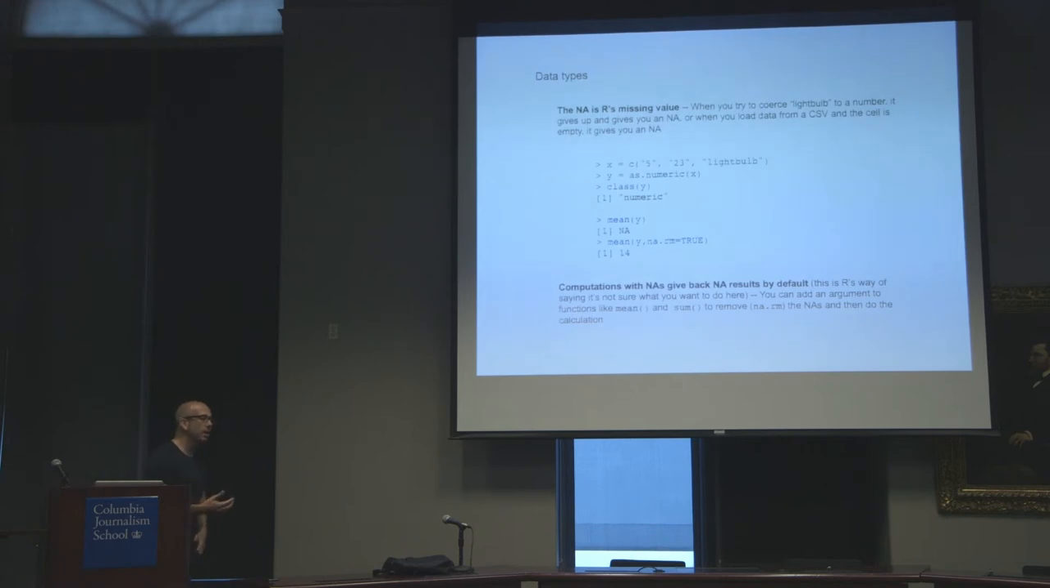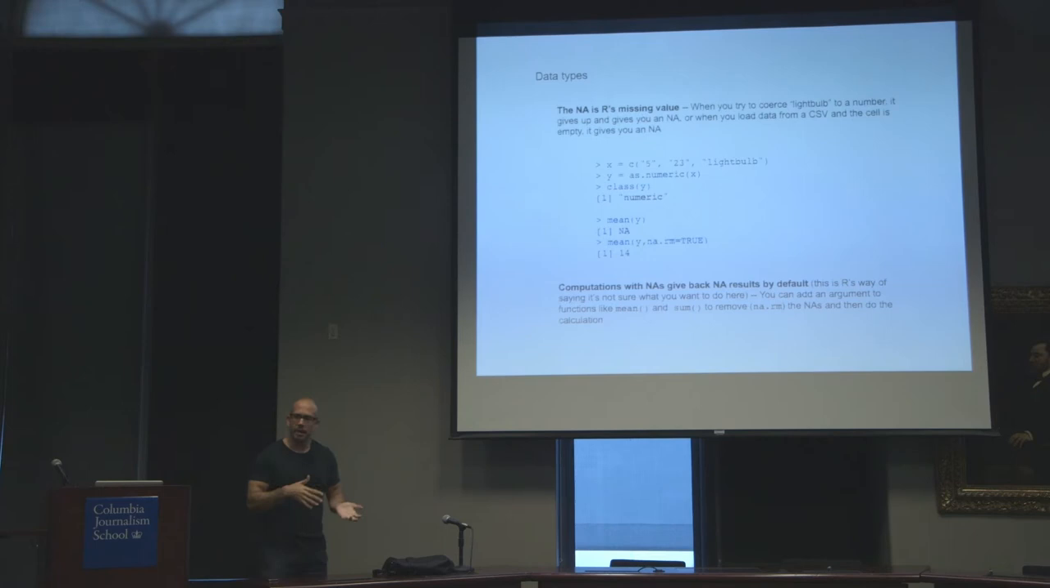And NAs are R's missing values. So you've probably seen a few of them as we've poked around with code. In that act of coercing light bulb into a number, R says, gosh, I don't know what to do with that. I have no idea. I've never seen it before. And rather than guess, I'm just going to say I can't do it and give you an NA, right? A missing value.